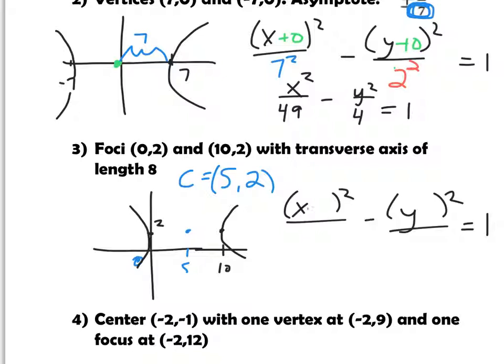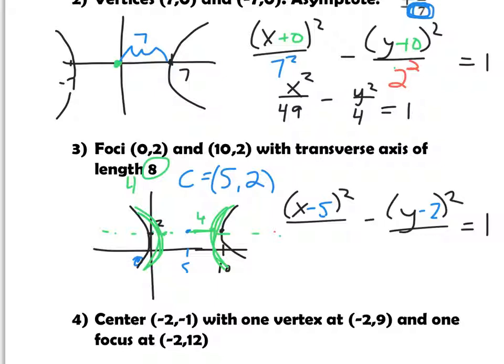So my center is going to make that -5, -2. Then it tells me that my transverse axis, which is going to be going this way, is 8 units long. So if it's 8 units long, it means it's going 4 from the center. So 4 to the right and 4 to the left. And that's really where my hyperbola needs to come from, because those are my vertices, so boo-boo on my part. But my center stays the same.